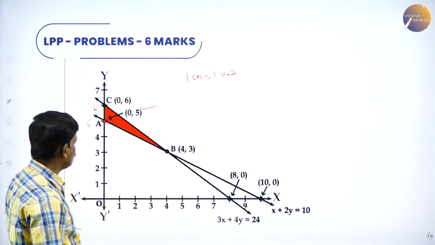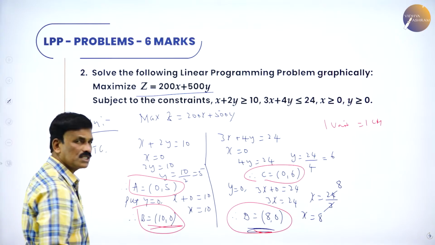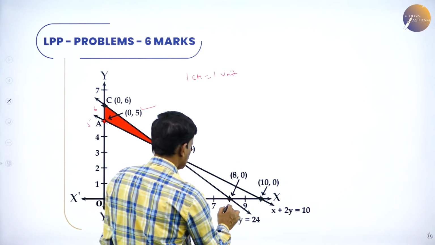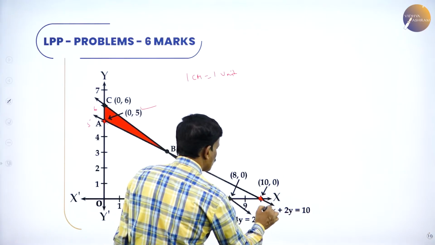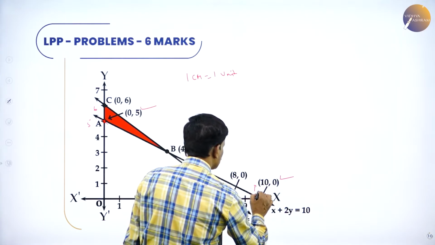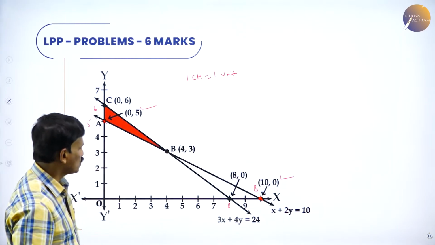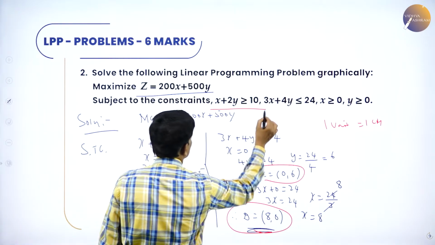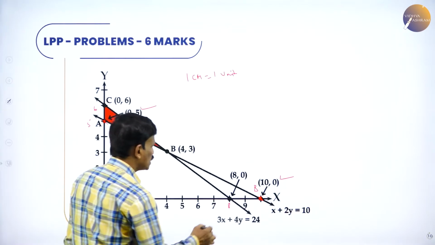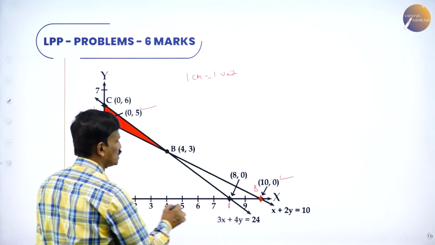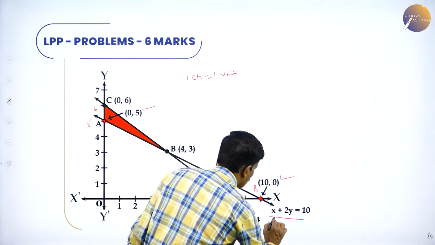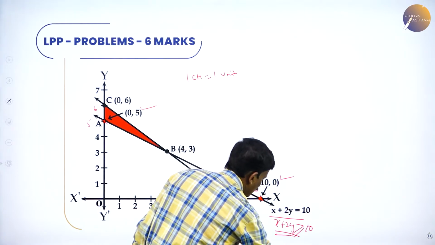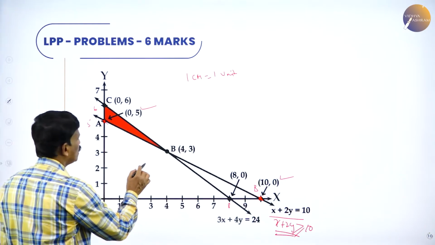Now, let us come to B. What is B? 10 comma 0. x is 10, y is 0. Counting 1, 2, 3, 4, 5, 6, 7, 8, 9 and 10 on the x-axis, this is the point B, 10 comma 0. What is the first equation we have? x plus 2y is greater than or equal to 10.